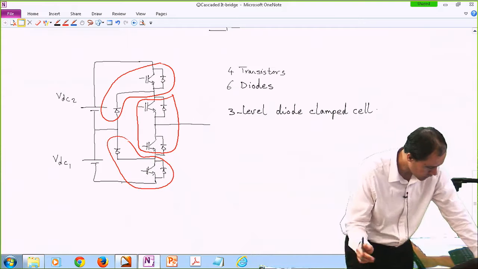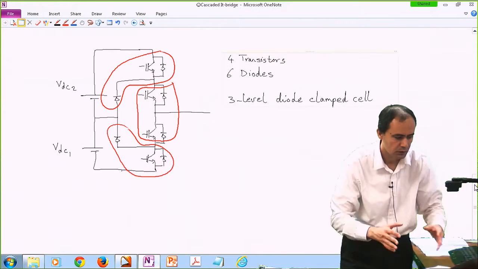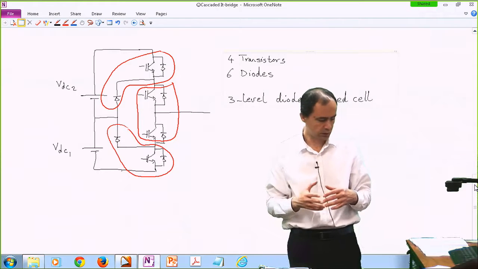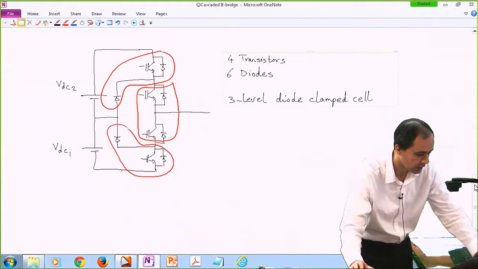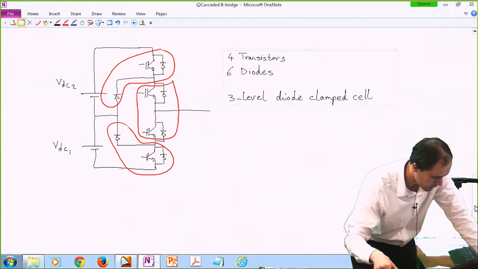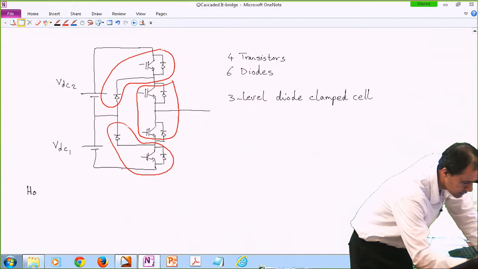So in a general case, what we do is we don't have two independent sources. Usually we only have one source, okay? So how is it that we can get two independent sources from one source? The trick is very simple. It would be using capacitors.